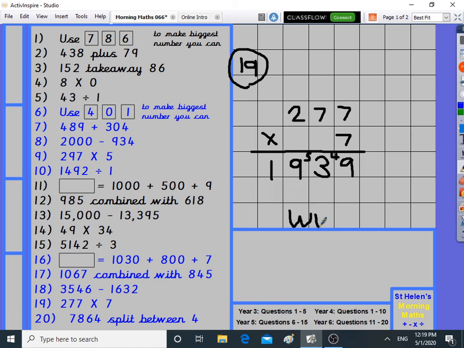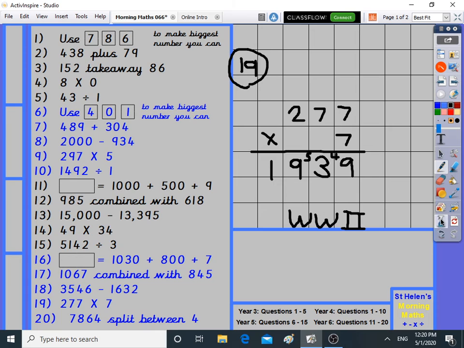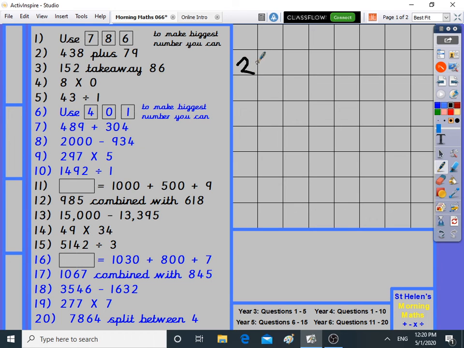It is World War II. Because World War I wasn't the war to end all wars. There was an even worse one in 1939 until 1945. That's question 19. And then we get to question 20. 7,864 split between 4, which means divide.